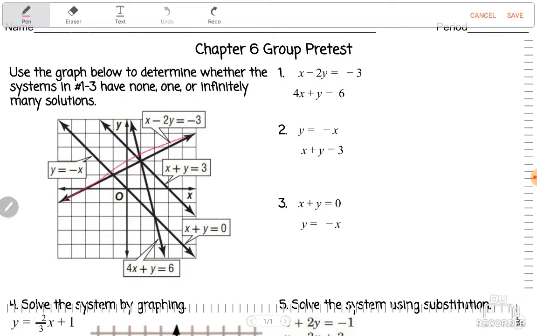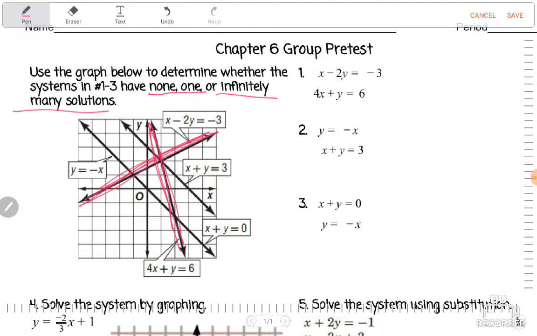That's this line right here. And then 4x plus y equals 6 is this line. And you're stating whether there's no solutions, one solution, or infinitely many solutions. These two lines cross at exactly one point right there. I could even write the point. It'd be the point (1, 2). So you would say there's one solution here.